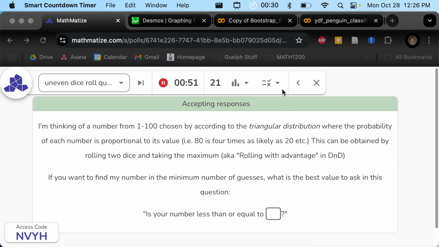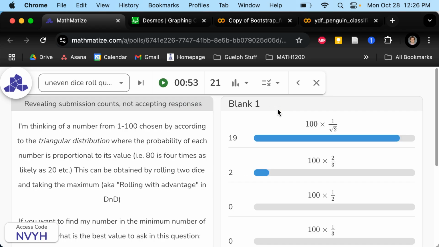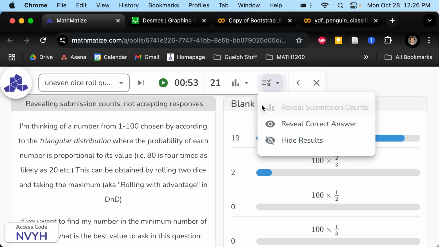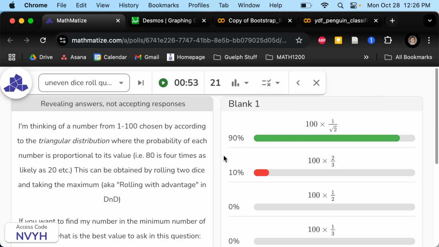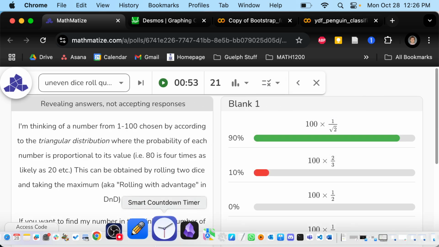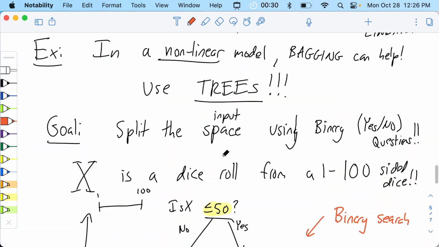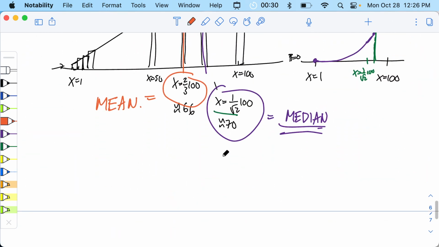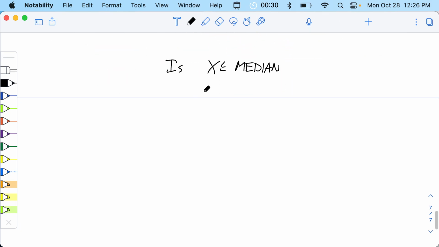Okay, let's take a look at what people said. 19 people chose the median, and the median is the right answer. So if you chose the median, good job. Why is the median the best one? It's because when we make our tree, if our question is x less than or equal to the median, then we get a 50% split. So half the trees will go one way and half will go the other way.